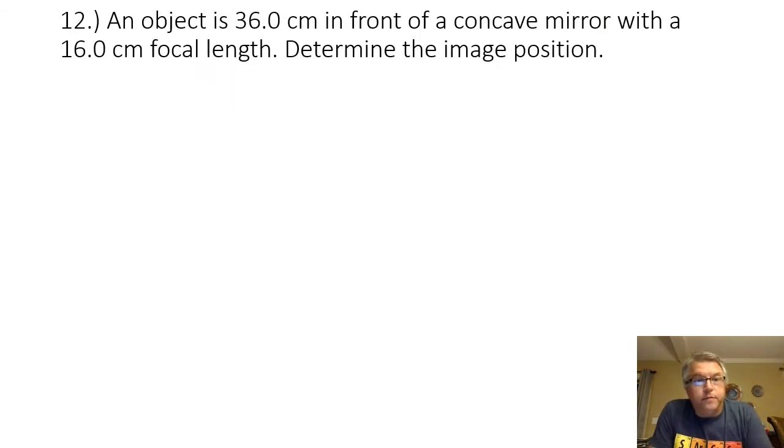Problem 12. An object is 36.0 centimeters in front of a concave mirror with a 16.0 centimeter focal length. Determine the image position. So we are given the object distance, or the distance of the object from the mirror, which is 36 centimeters. We are given the focal length, which is 16 centimeters.